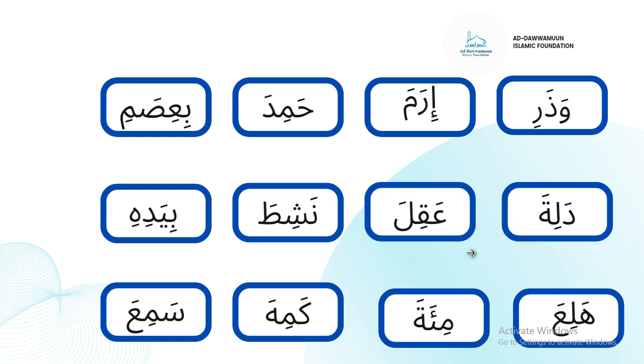Now I want you all to know that Hamza can be carried by Alif, Waw and Ya. So if you go three boxes back from the last one, you are going to see that there is a Hamza there. Whenever you see Hamza on any letter, ignore that letter and just pronounce the Hamza. And Hamza takes the same sound as Alif.